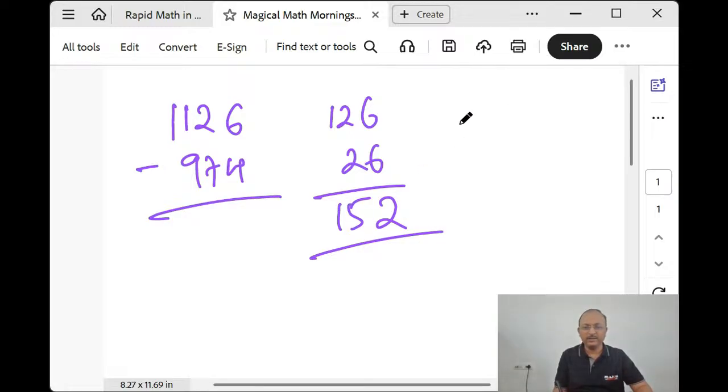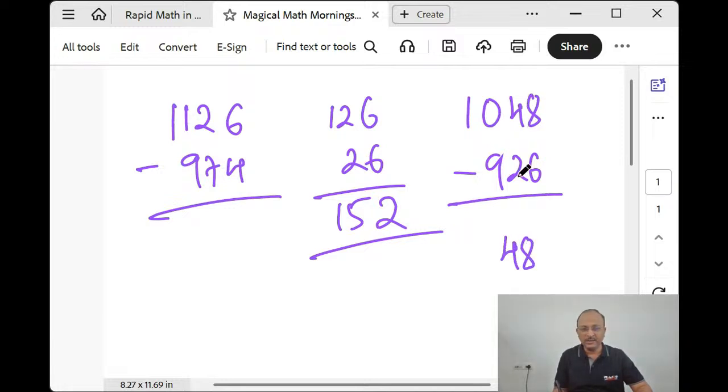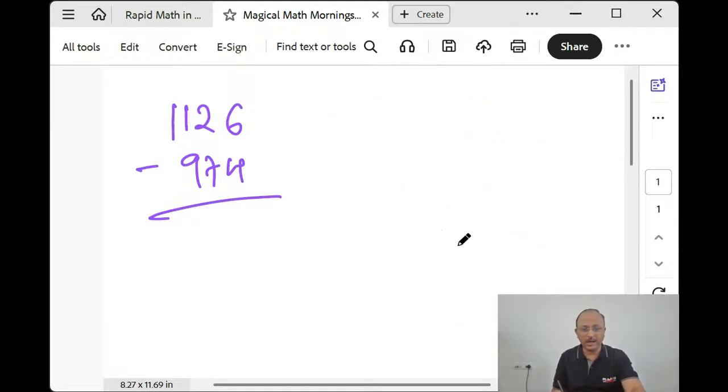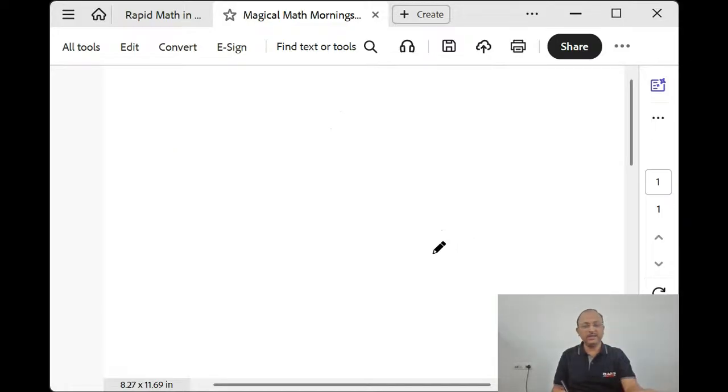Even if you take 1048 minus 926, what we do is: 1048 is 48 above 1000, and 926 is 74 above 1000? Addition of these two is very easy, correct? 48 plus 74, 122. 122 is the answer. Isn't it very simple? Definitely yes. So for any number above 100 or above 1000, we find out how much the bigger number is more than 1000, and how much the smaller number is less than 1000.